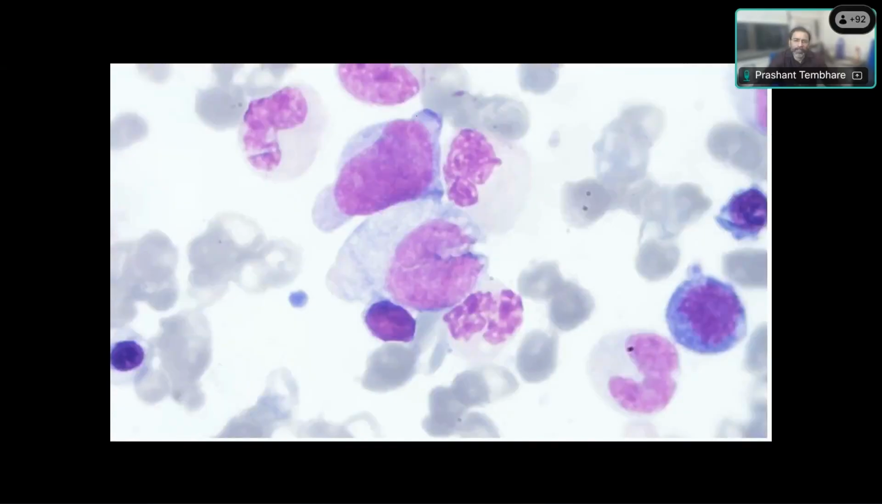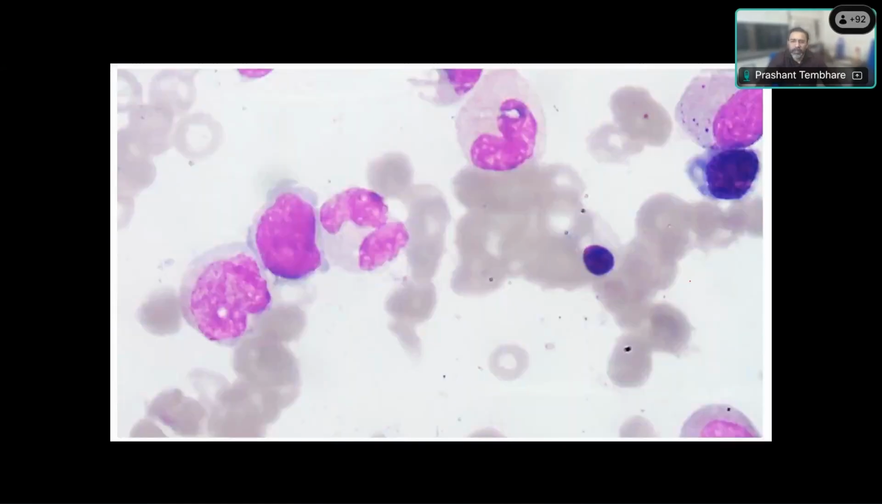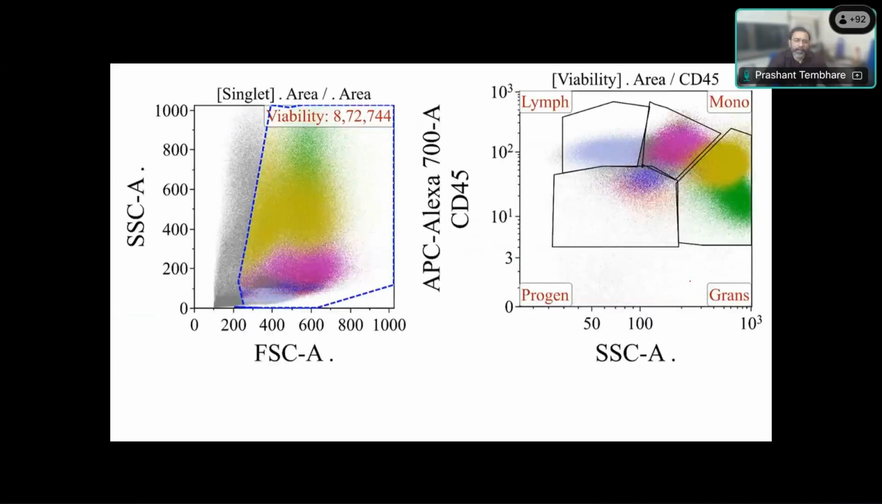There are a few blasts. You can see this. This is another blast. You can see here. This is another blast. So different pictures. Even in bone marrow, we have studied the same thing. And then we look at here.